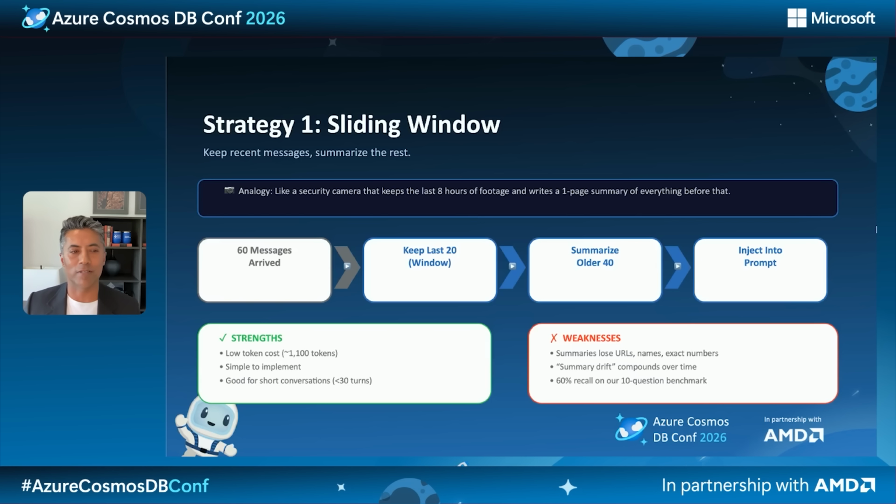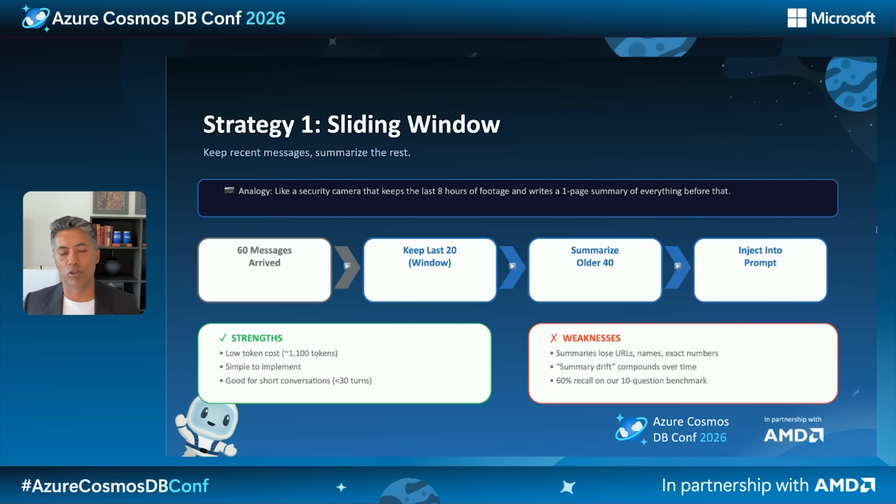So the first strategy happens to be sliding window, which keeps your recent messages and then summarizes the messages before it. An analogy would be a security camera that keeps the last 8 hours of footage and then writes a one-page summary of everything before that.